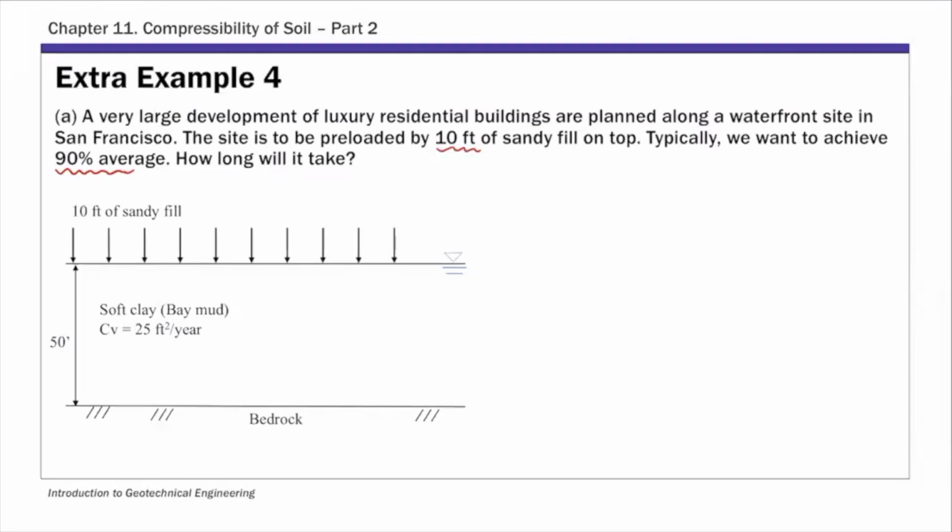In this, the soil profile is given. So we have soft clay, bay mud, and the thickness of this clay layer is 50 feet. Okay. We have sandy fill on top. Again, that's permeable. And this bedrock at the bottom, we treat it as impermeable layer.